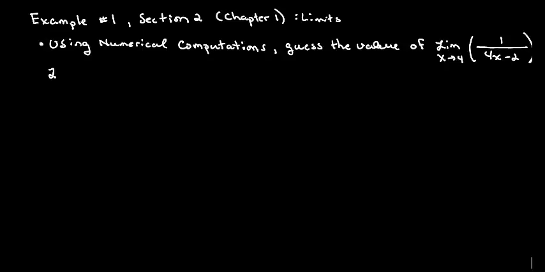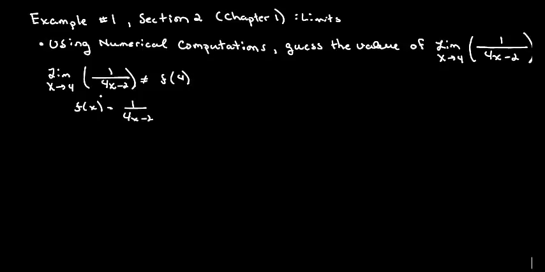So here's what the limit is not. The limit, as x approaches 4, of 1 over 4x minus 2 is not the same. So we're assuming here that the function f of x is equal to 1 over 4x minus 2. The limit is not necessarily the same as the function evaluated at 4, meaning if we just plug in 4.